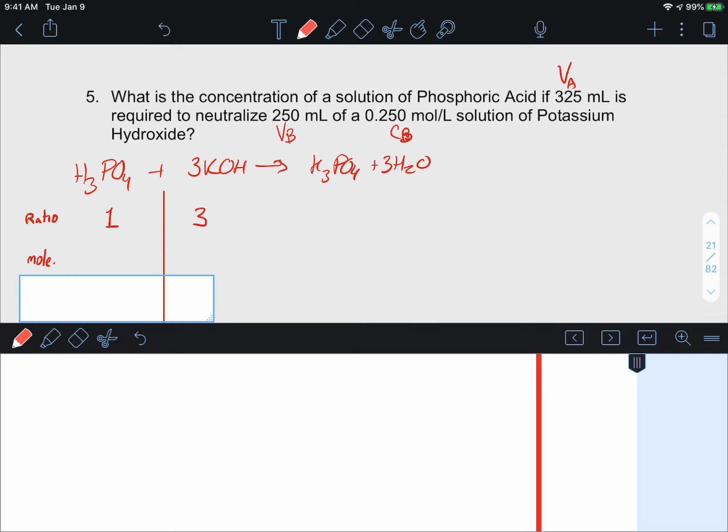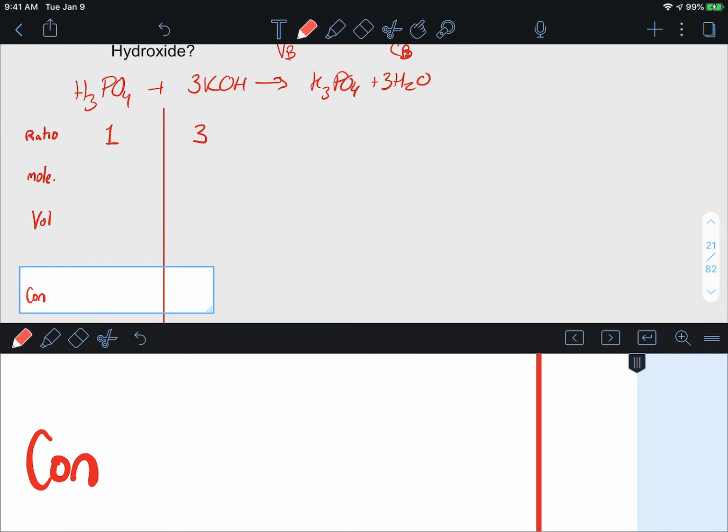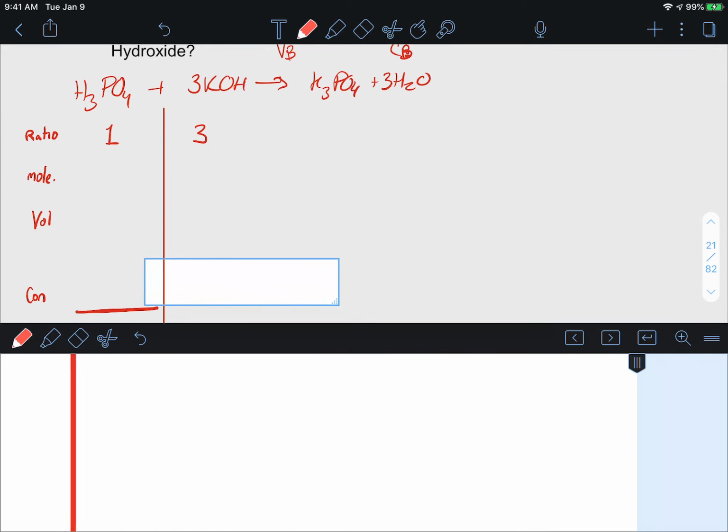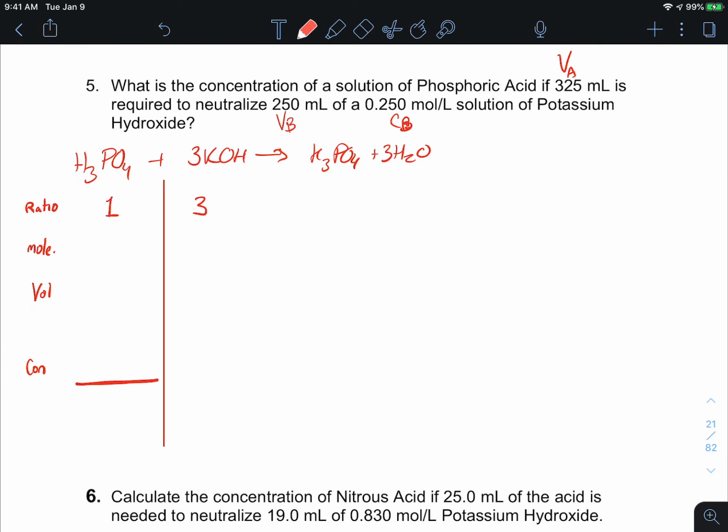So here I'm going to flip them. I'm going to put volume next because I like to have whatever's last, and then concentration. So this is the concentration of acid that they're interested in, and everything else has been given to us. So let's figure that out. So we have a concentration of 0.250 moles per liter. We have a volume of 0.250 liters. We have 0.325 liters. And now we simply have to fill in the rest of the details.